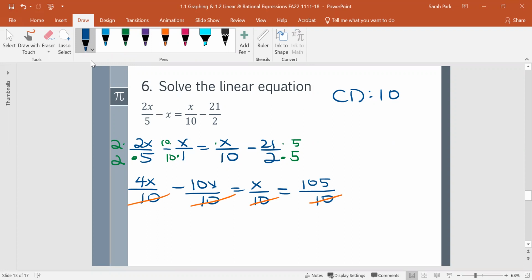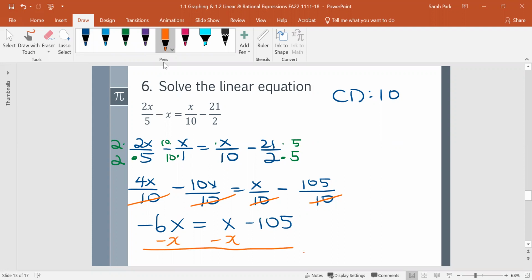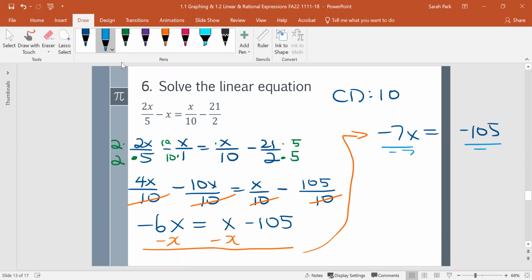So now we have 4x minus 10x, which is negative 6x. I think I put an equal sign here. Let me just erase that. And then we got equals x minus 105. Let's subtract this 1x over on the left-hand side. I'll carry that over here. Get negative 7x equals negative 105. And we divide by negative 7. And x is equal to negative 105 divided by negative 7. Gives us 15.